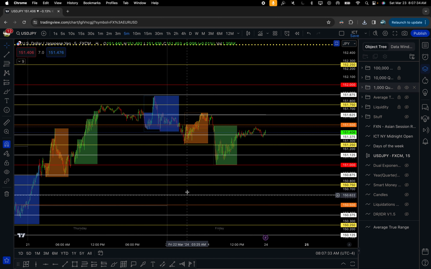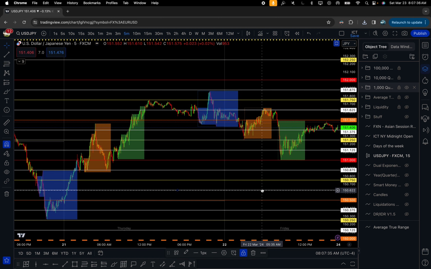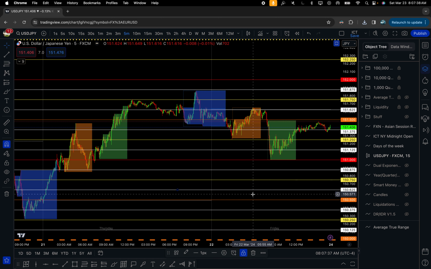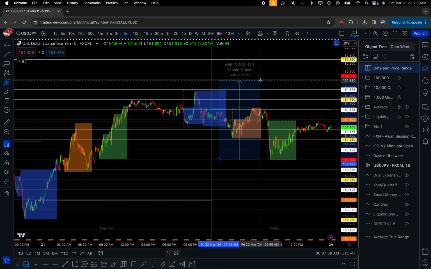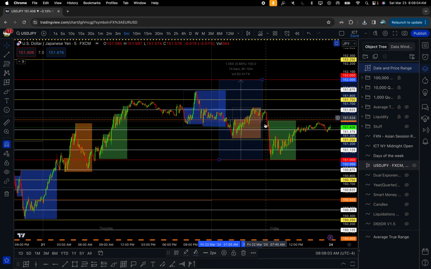But it's just amazing how price reacts off these levels, right? So these are the 1,000, right? Because 151 to 152 is 1,000 points. I think this is the tool I use right here. Yeah, it's 1,000 points, I believe. Yeah, so that's what I call it. Look at that.